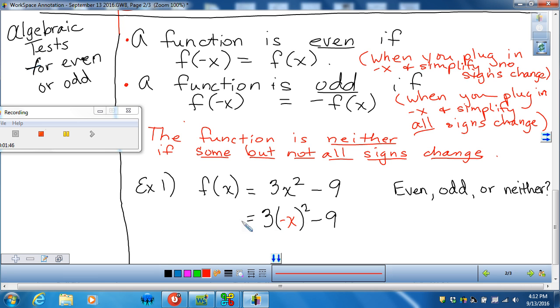Next thing I'm going to do, once I've substituted in a negative x, is simplify the resulting function. If I take negative x and I square it, that's the same as negative x times itself. Negative times a negative is a positive. So when I simplify it, I get 3x squared minus 9.